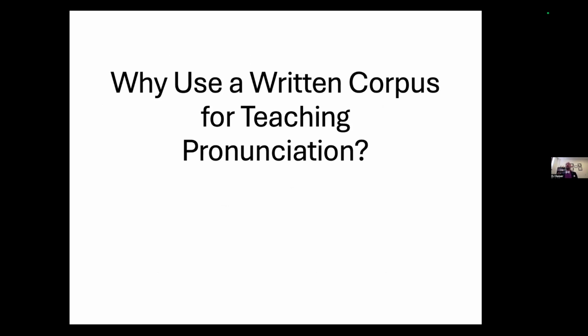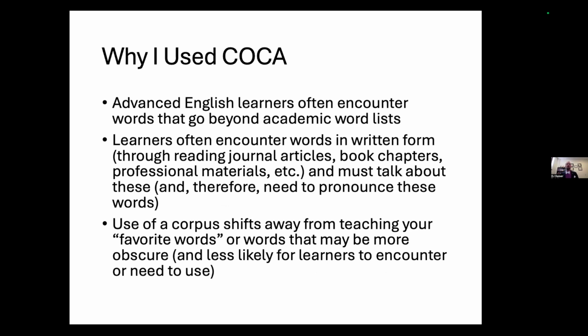So then why use a written corpus for teaching pronunciation? There are spoken corpora.